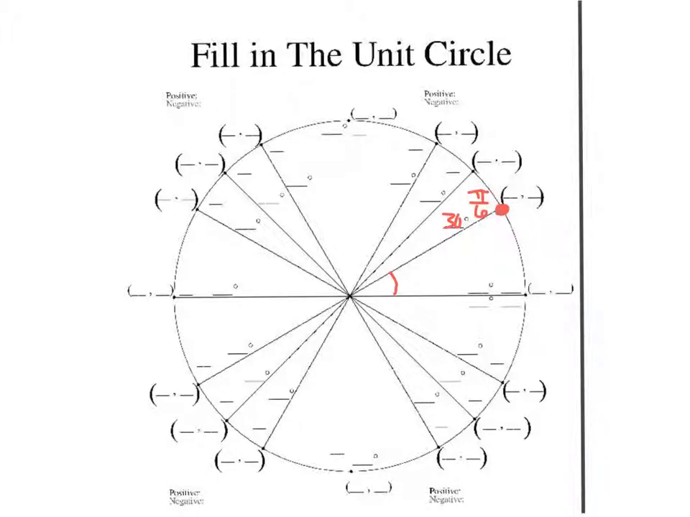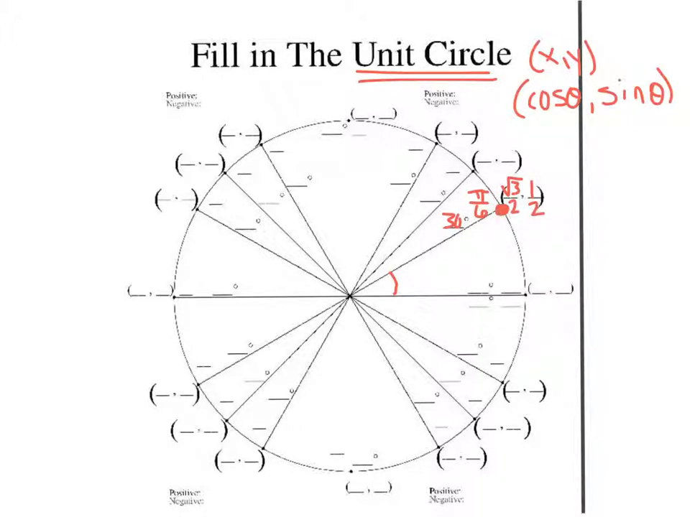Okay, and what do you need to know about the unit circle? Well, the point represented by x comma y is equivalent to the cosine of theta comma sine of theta. So in order to evaluate this x coordinate, all I'm going to do is evaluate the cosine of 30, which is radical 3 over 2. And then for the y coordinate, I'm going to evaluate the sine of 30, which gives me the 1/2.